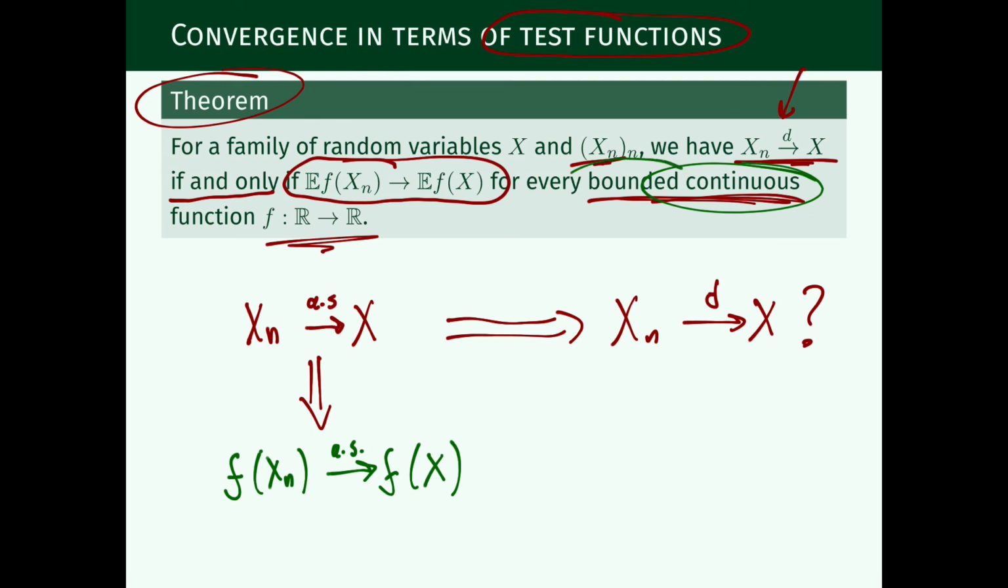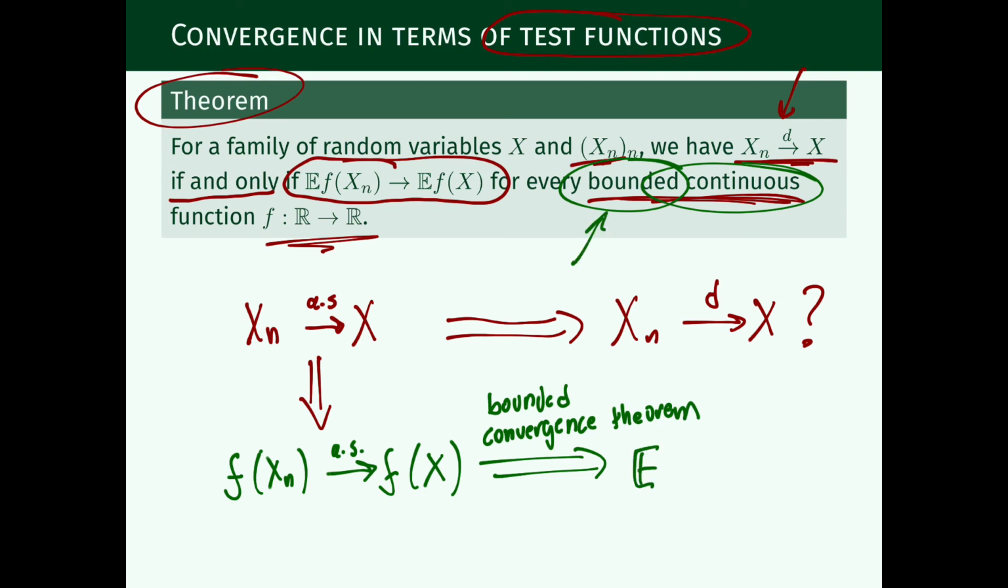And now, because we're assuming f is bounded, we can use the bounded convergence theorem. It's one of the corollaries in chapter 5, a corollary of the dominated convergence theorem. That's because we're assuming the functions f to be bounded. So this implies that the expectation of f of Xn converges to the expectation of f of X. And since this is true for every f, we can conclude that Xn converges to X in distribution.